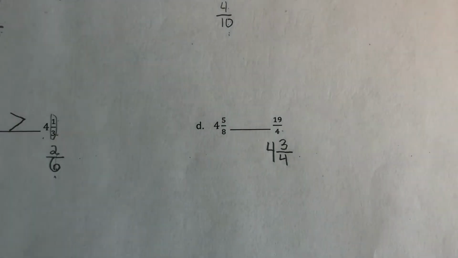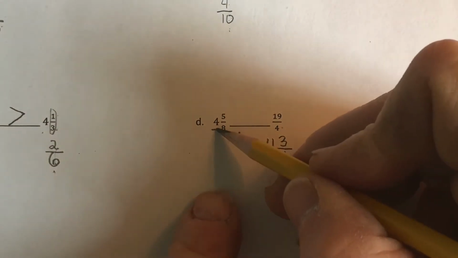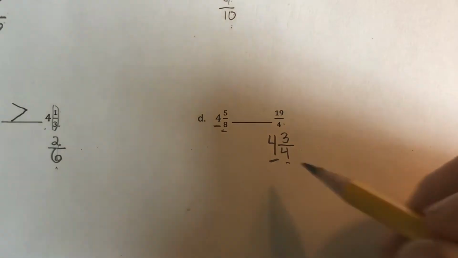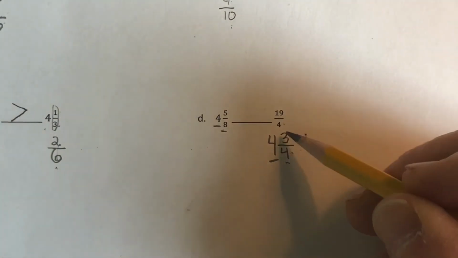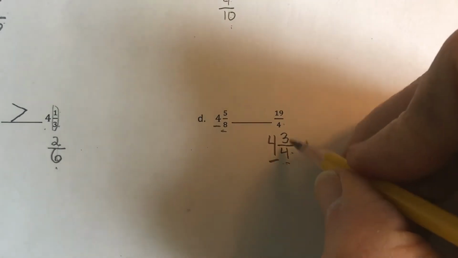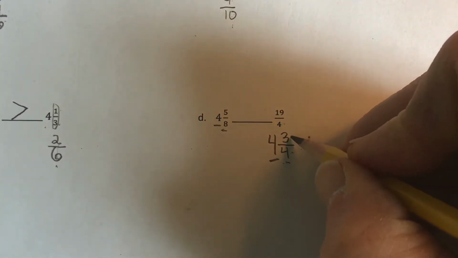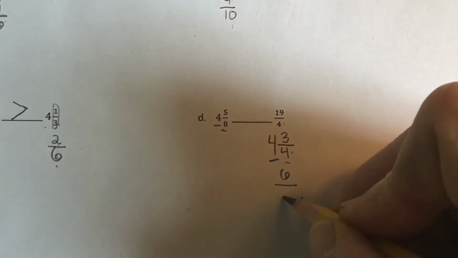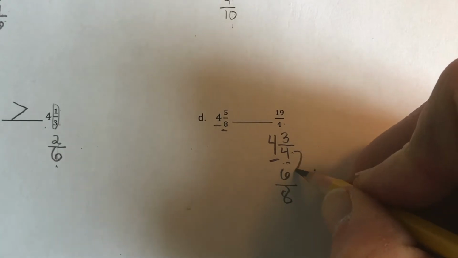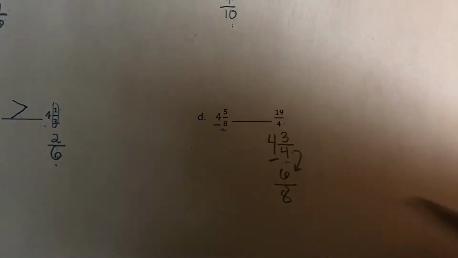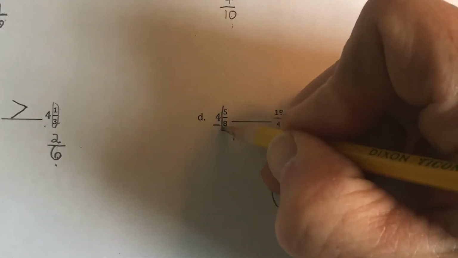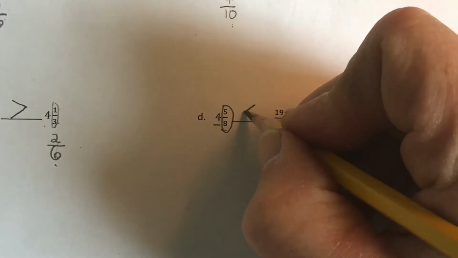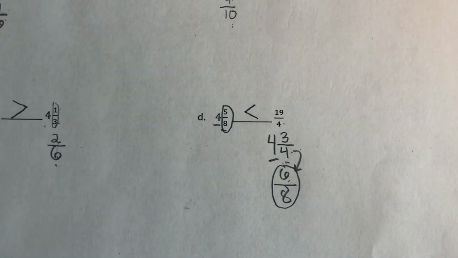Okay, so now these are a little bit easier to compare. I compare my 4 and my 4 and they're the same. So I move on to my fractions. I see 8ths and 4ths. I know I can change this into 8ths by multiplying it by 2 because 8 and 4 are related. So I'm going to do that. I'm going to say 2 times 3 is 6 and 2 times 4 is 8. So I just turned 3/4 into 6/8, which are the same exact fraction. Now I can compare this 6/8 and this 5/8 and notice that 8ths and 8ths are the same, so 6 is higher. So 4 and 5/8 is less than 19/4.